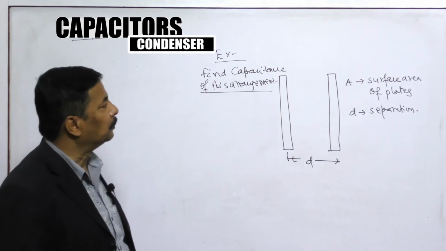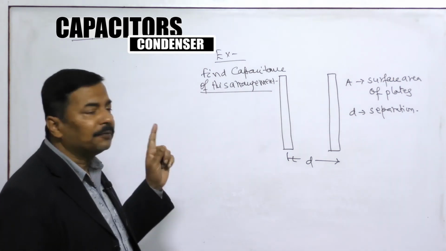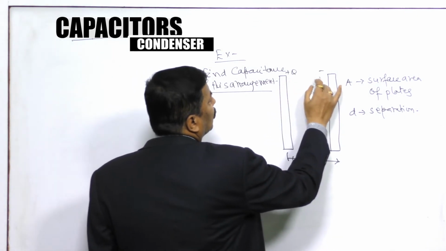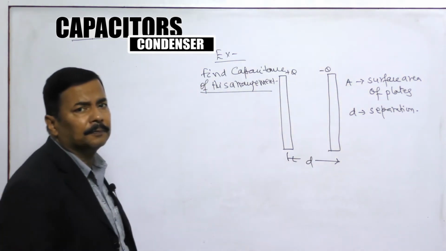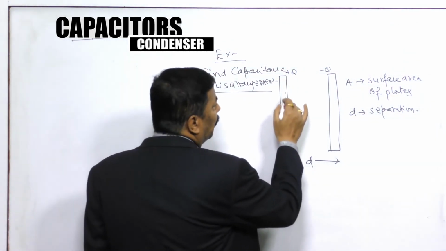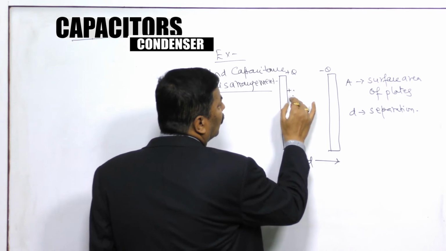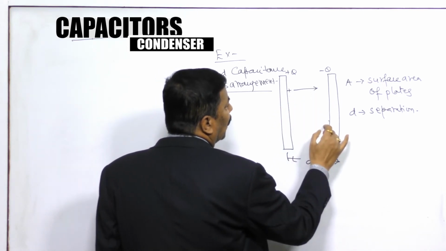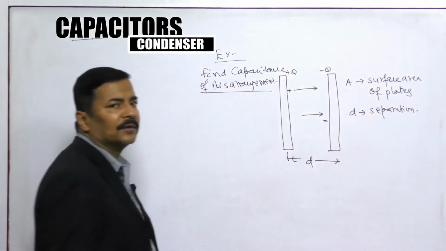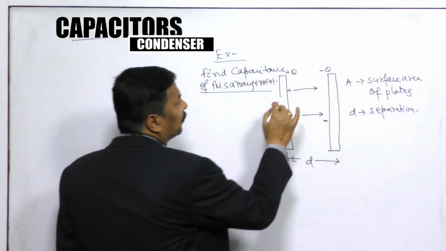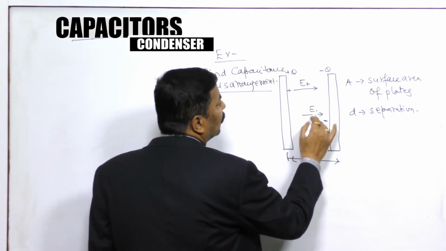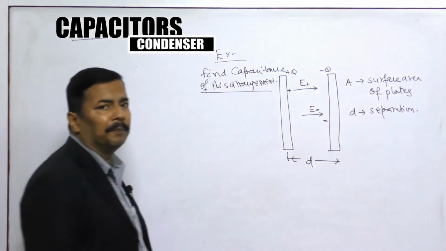Now what will we do? First step, we have to give charge. So plus Q, minus Q. Second step, we have to find the electric field. Due to positive charge, the electric field will have this direction, and due to the negative charge, the electric field has this direction. This is the electric field due to positive charge, and this is the electric field due to negative charge on the plates.